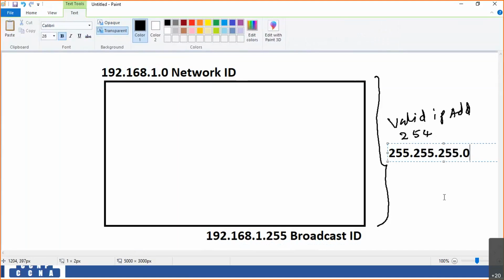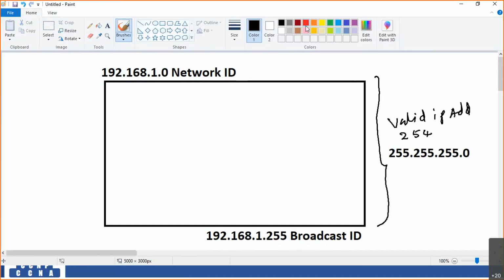255.255.255.0 is the subnet mask. So here we have four parameters, guys: network ID, broadcast ID, valid IP address, and subnet mask. This is one single network, one parent network, one major network. We are using this network, and based upon your requirement, we can make them into four parts.